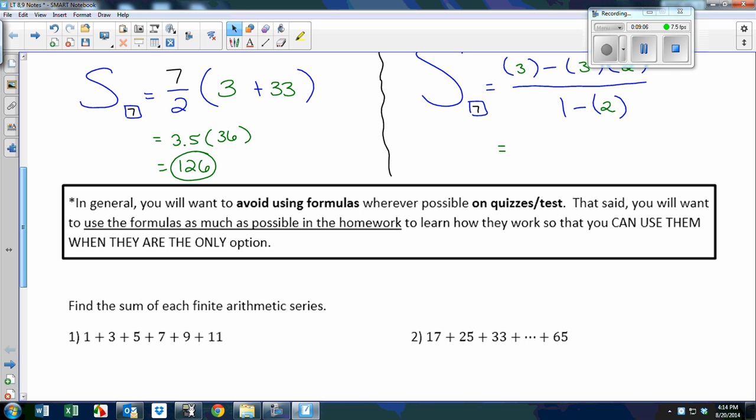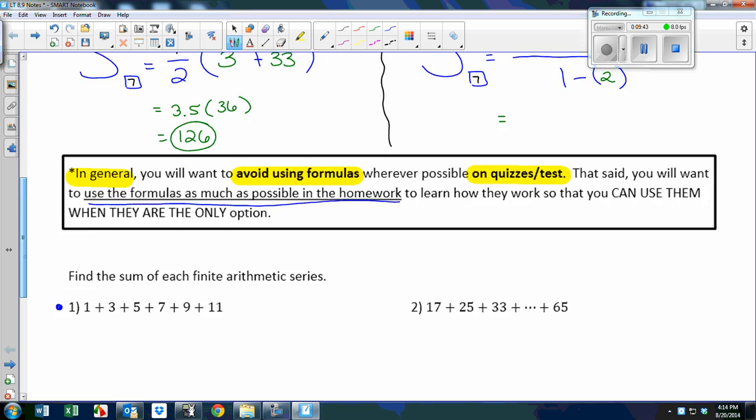All right, and then the last 4 questions. The directions here, in general, you want to avoid using formulas on a quiz or test. Example number 1: 1 plus 3 plus 5 plus 7 plus 9 plus 11. If that's a quiz or test question, just add them up and you know for sure you got it right. But for the sake of learning the formulas and being able to use them when there's no other option, I want you to use the formulas as much as possible on the homework and the notes below to learn how they work so that you can use them when you have to.